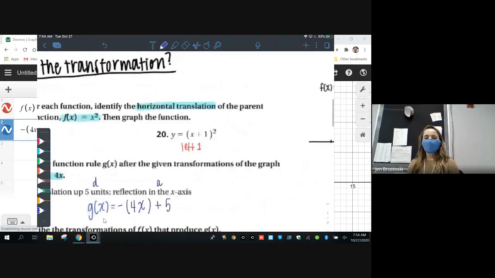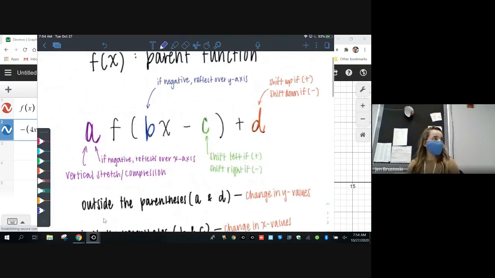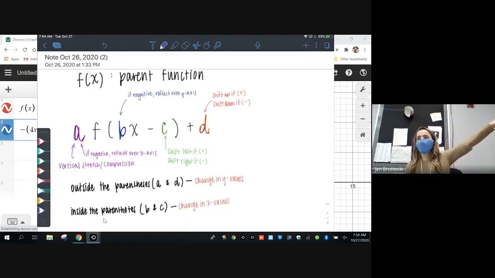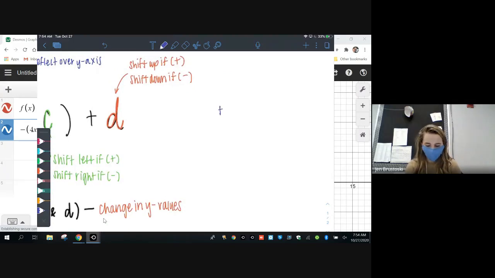Hold on to this. I think this stuff right here is going to be really helpful to you. I would also go ahead and copy down the stuff that's on the board over there: up, down, left, right, stretch, compress, reflect over X, and reflect over Y. I'm going to write it up here. Take a second and write those down.